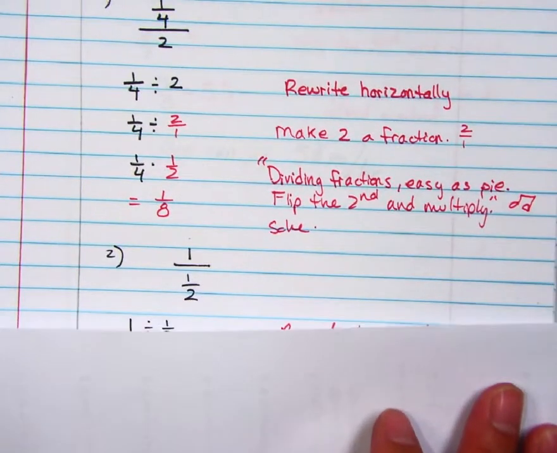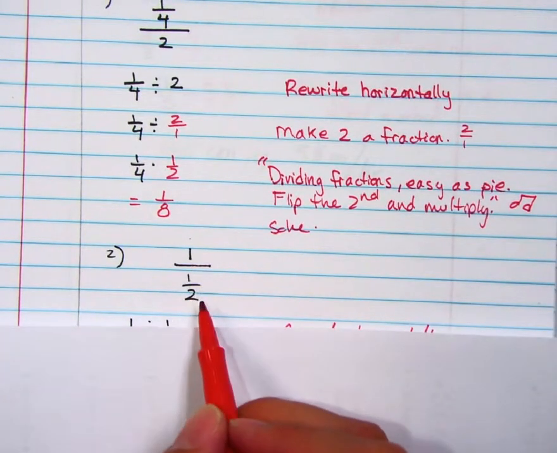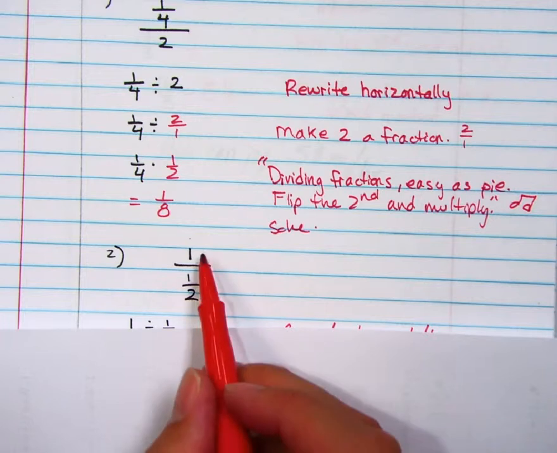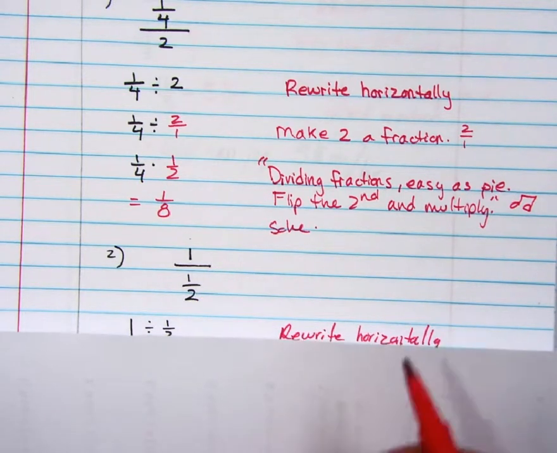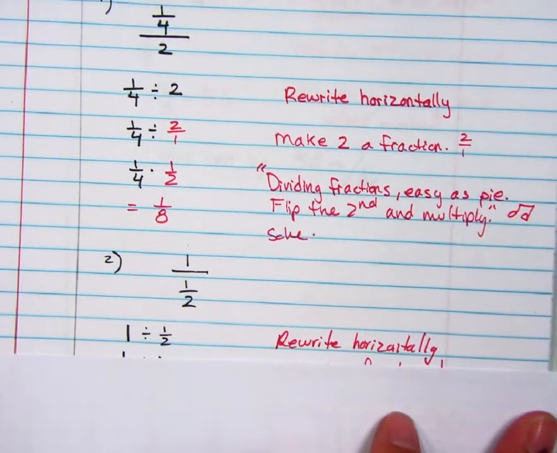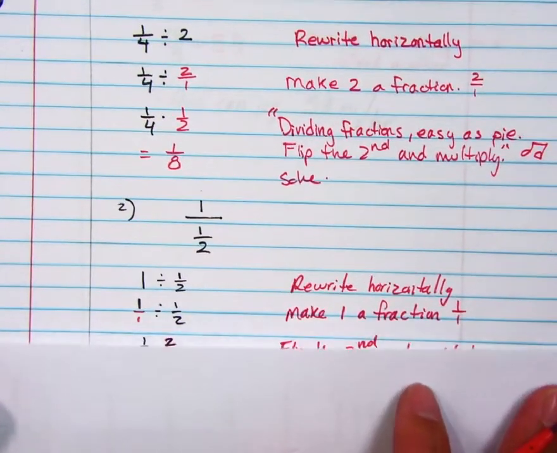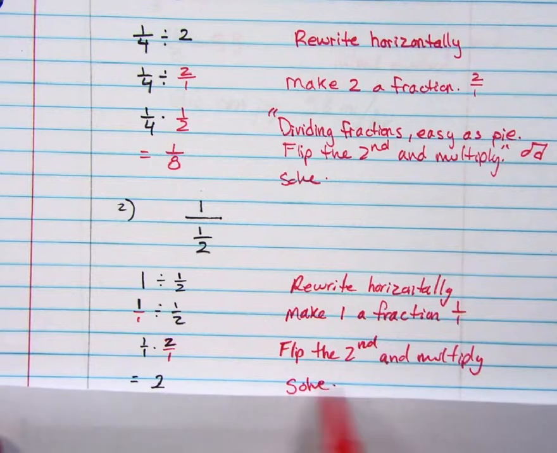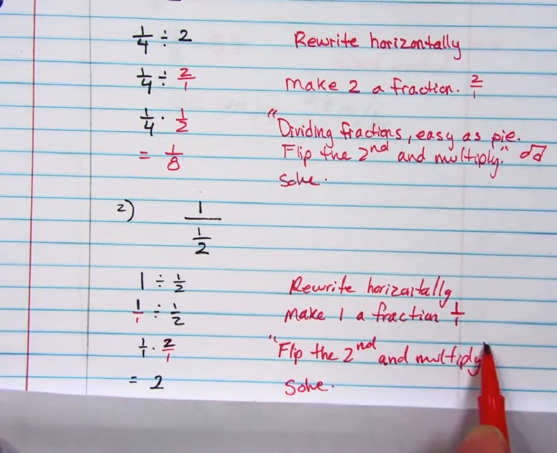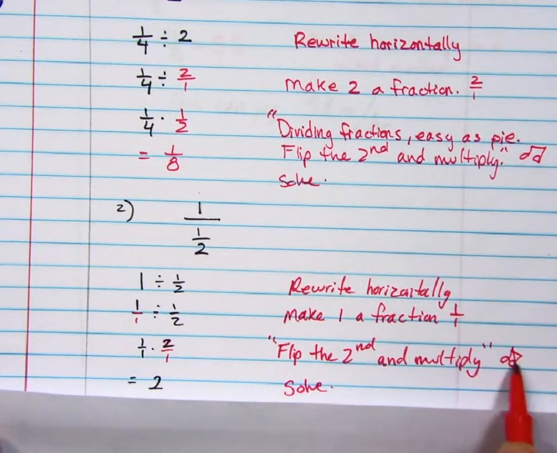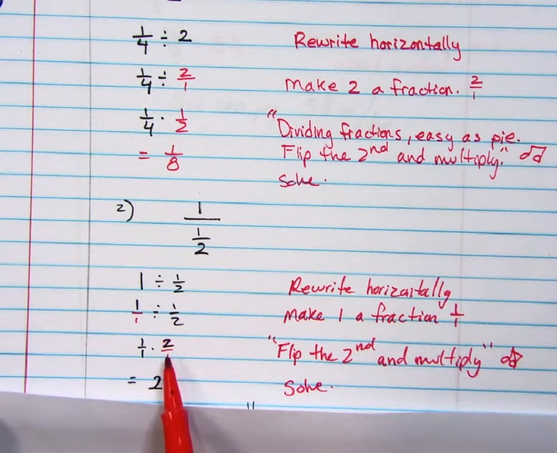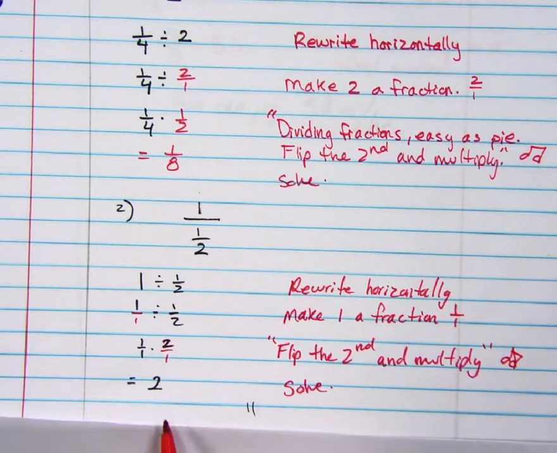All right, let's take a look at the next one. 1 divided by 1/2. How many halves can you get out of 1? Some of you might already know the answer, which is fine. I start off with easy ones. I'm going to rewrite this horizontally. I'm going to change 1 to 1/1. And then I can flip the second and multiply. It's part of our little song for dividing fractions. Flip the second to 2/1 and multiply. Sure enough, it's 2. That makes sense.